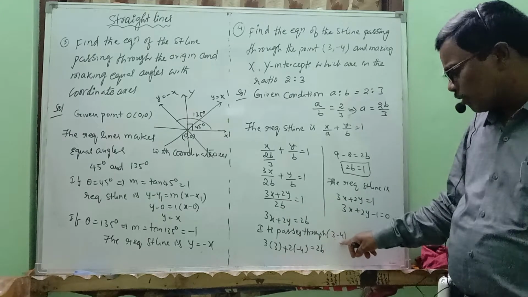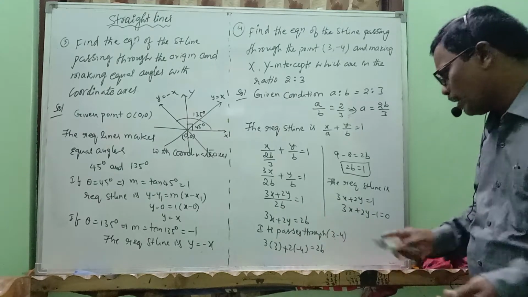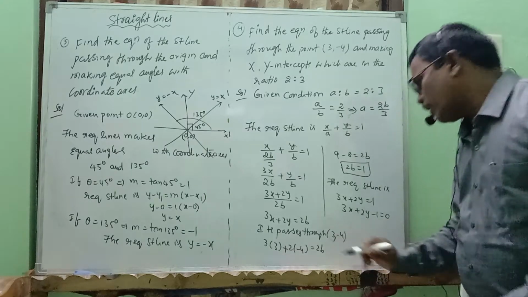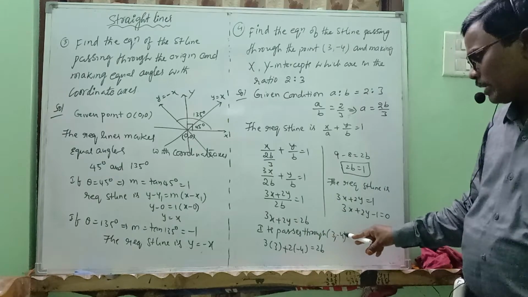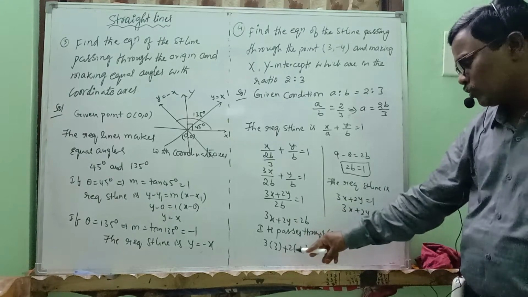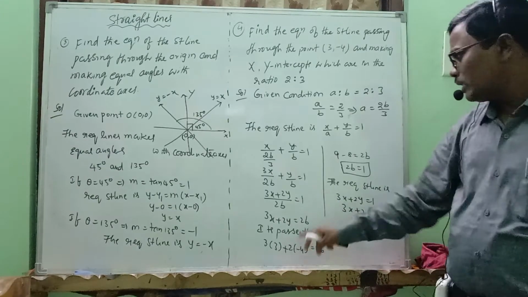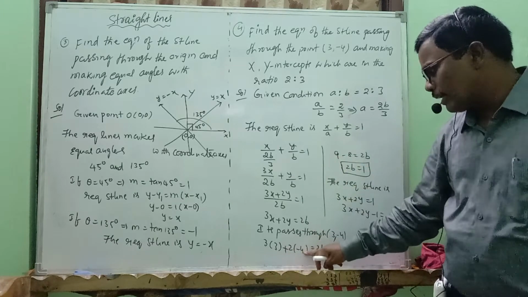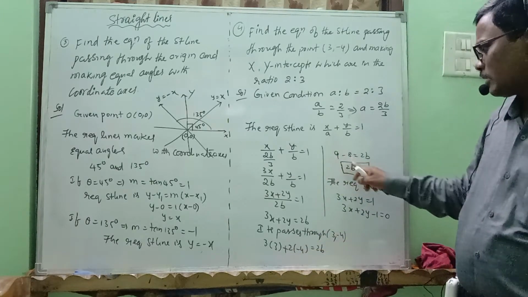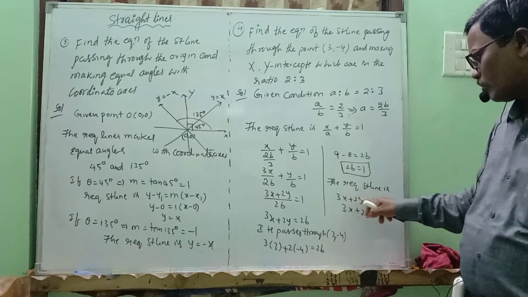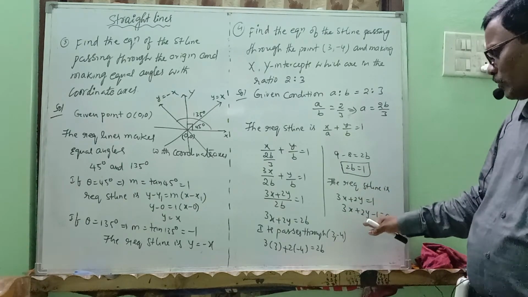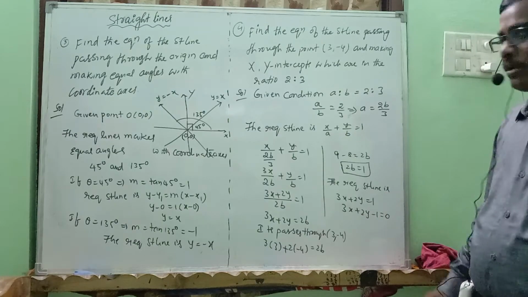It is passing through the point (3, minus 4). In the place of x put 3, in the place of y put minus 4. 3 into 3 is 9, 2 into minus 4 is minus 8. 9 minus 8 is 1, so 2b equal to 1. The required straight line is 3x plus 2y equal to 1. Bring it to the left side with minus. Very important.